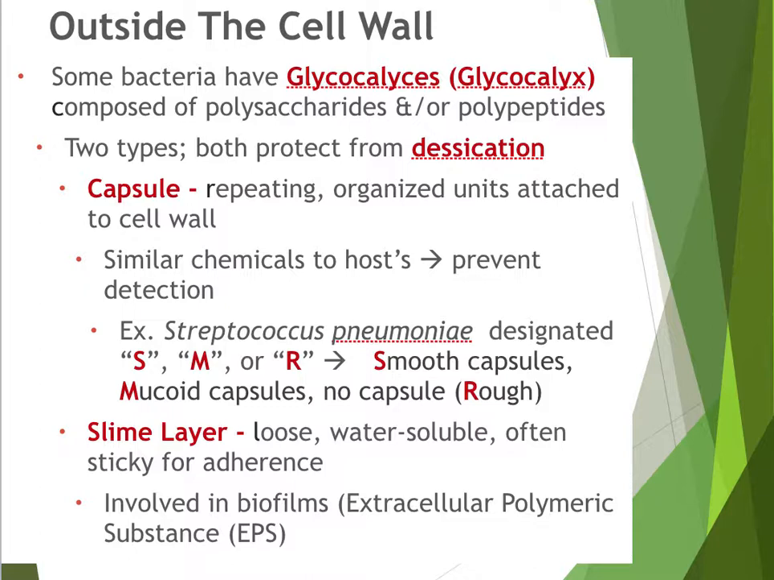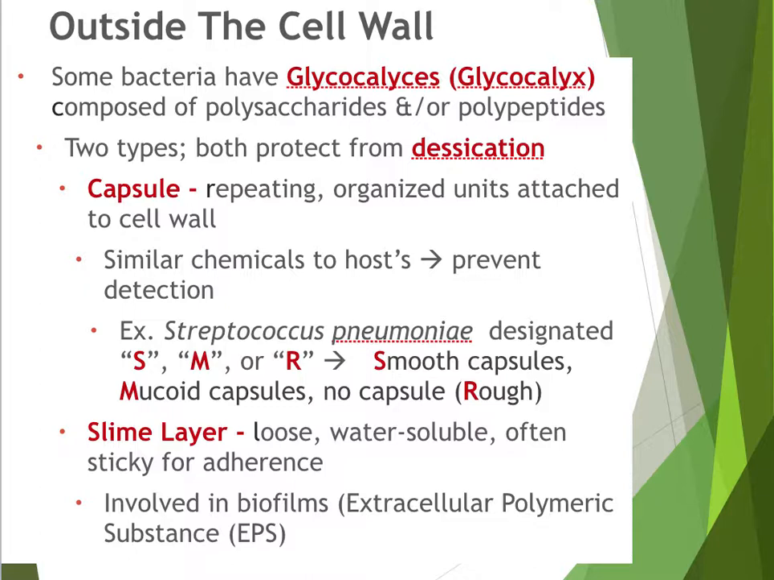A good example is Strep pneumoniae, which causes bacterial pneumonia. There are 3 designations for different strains of Strep pneumoniae. S means that the organism makes a smooth capsule. M means the organism makes a mucoid capsule. And R indicates that the organism does not make a capsule. Only those organisms able to make either smooth or mucoid capsules are able to cause pneumonia. Those that are designated R cannot cause pneumonia. They do not have a capsule, so the organisms are recognized as foreign and attacked by the immune system.